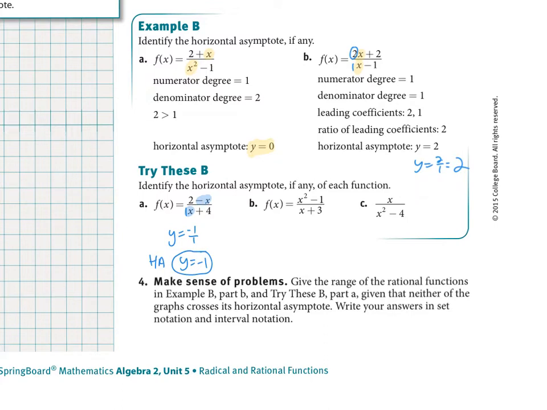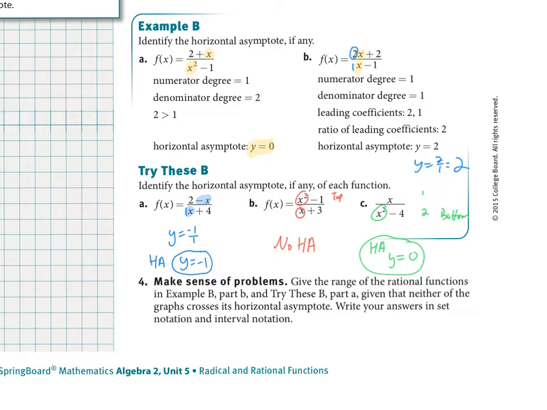On part B, I have degree 2 on top, degree 1 on bottom, so the top is bigger. Whenever the top degree is bigger, there is no horizontal asymptote. And then on part C, the top degree is 1. This is x to the first. The bottom degree is 2, so the bottom degree is the largest degree of the polynomial. So this horizontal asymptote is y equals 0. You don't have to worry about leading coefficients here when the bottom degree is bigger.